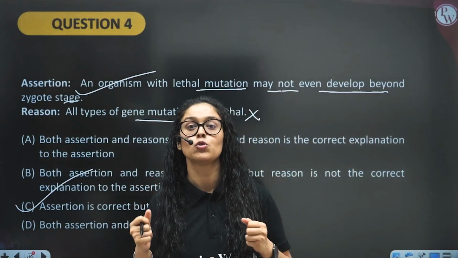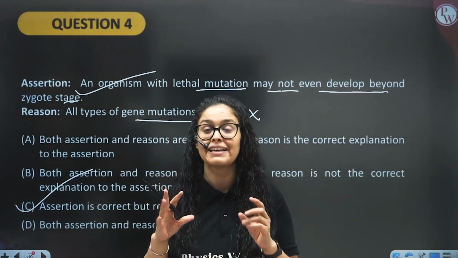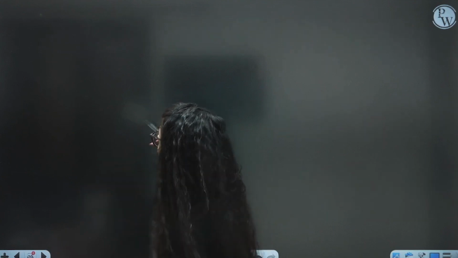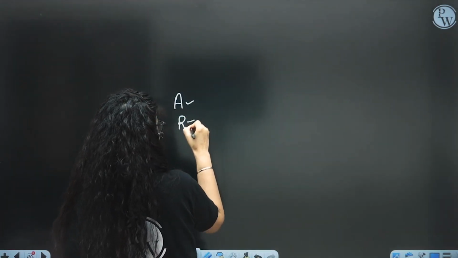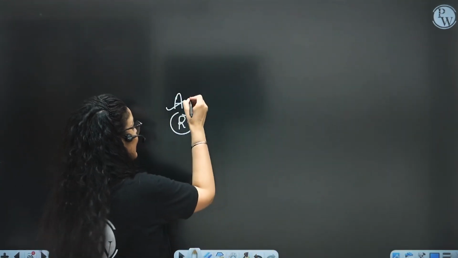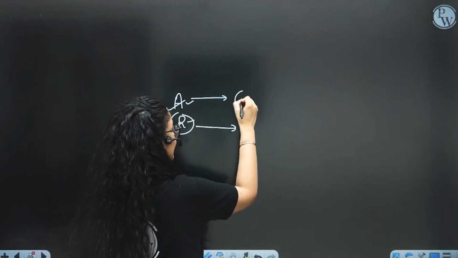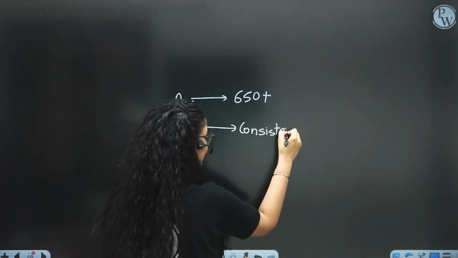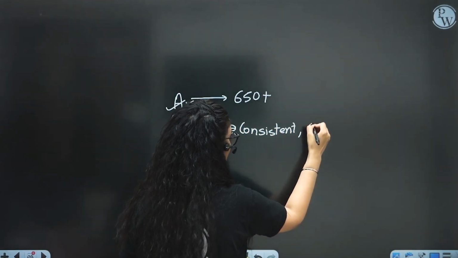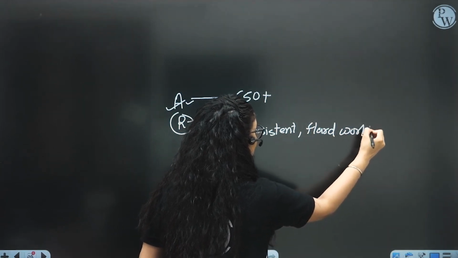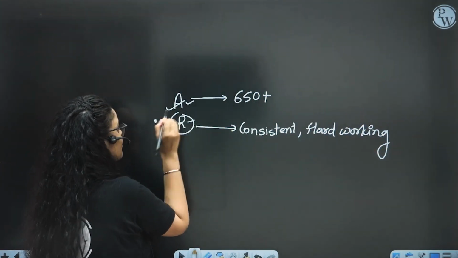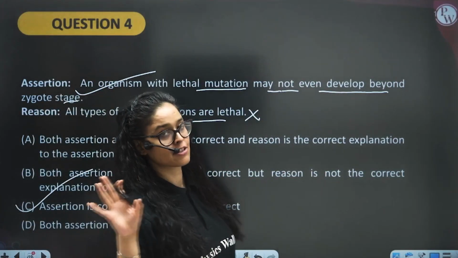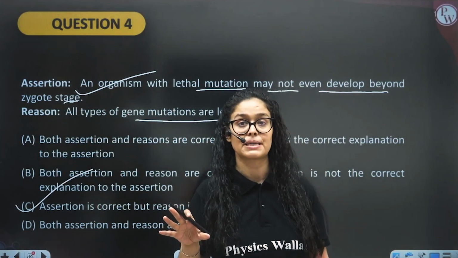So I'm sure that you are able to grasp the concept of how exactly you have to choose the option, and for this you have to practice a lot of assertion and reason. So option A is correct when both assertion and reason are correct and the reason perfectly justifies the assertion. Suppose a kid is getting 650 marks. Why? Because he is very consistent in the class, very regular, hardworking, right? If both are true and the reason perfectly explains the assertion, in that case you will choose the first option.